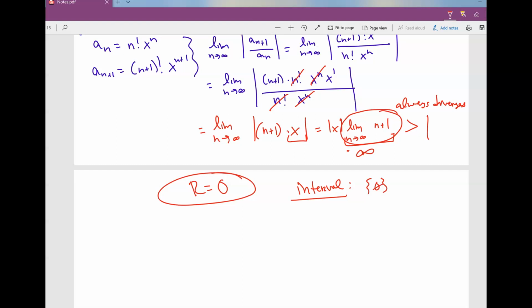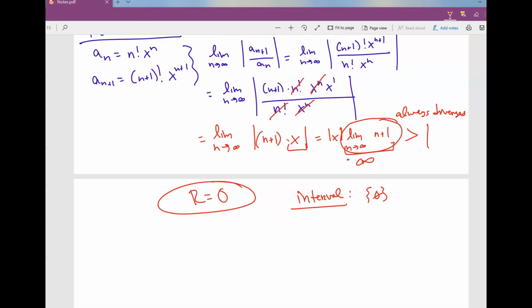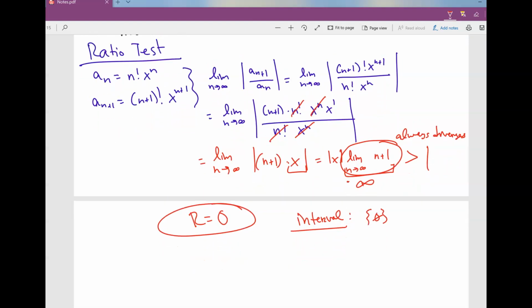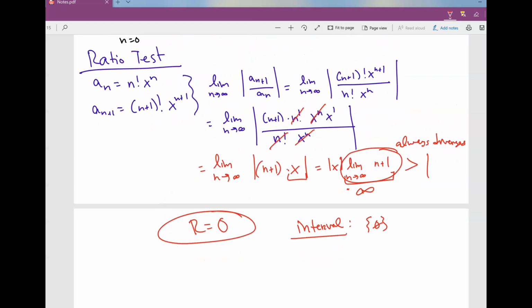So I gave you an example of every single type of case. You always want to make sure that you check your endpoints. Sometimes it will matter, sometimes it won't. Sometimes you might have an interval of convergence, sometimes you might not. It really just depends. It's a little lengthy, but this is how you really want to be able to do it.